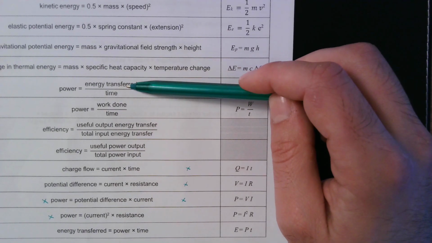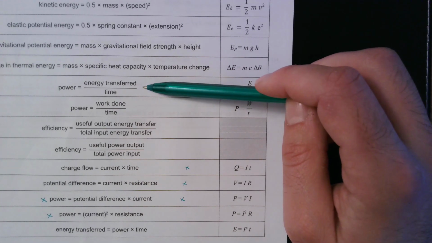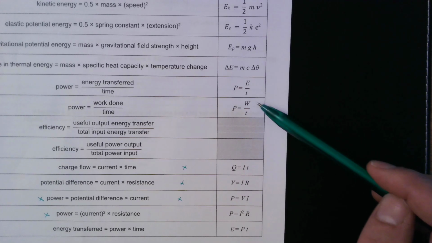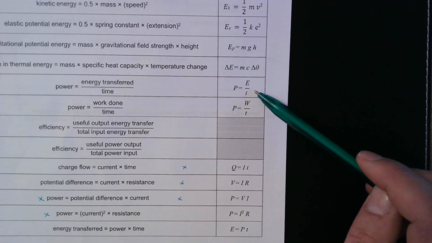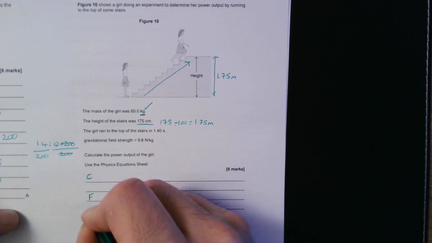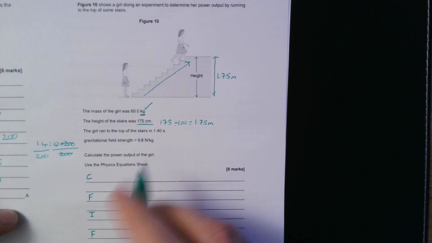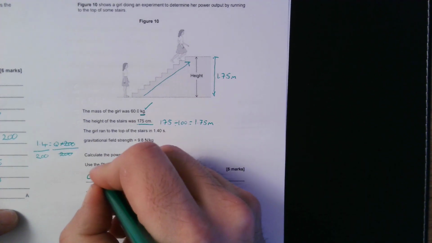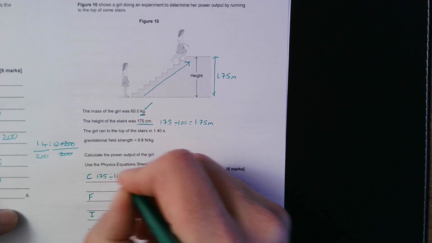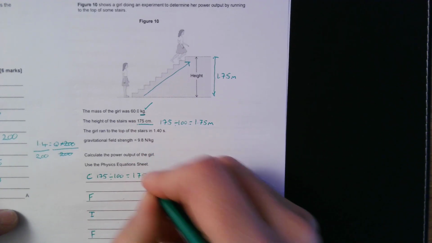This one's the best one to use because it's all about energy being transferred as she moves up the stairs. So if we use P equals E divided by T, power equals energy divided by time. Okay, so we do C, F, I, F, A. Now we've already done our converting, but I'll put that there anyway. 175 divided by 100 gives us 1.75 meters.